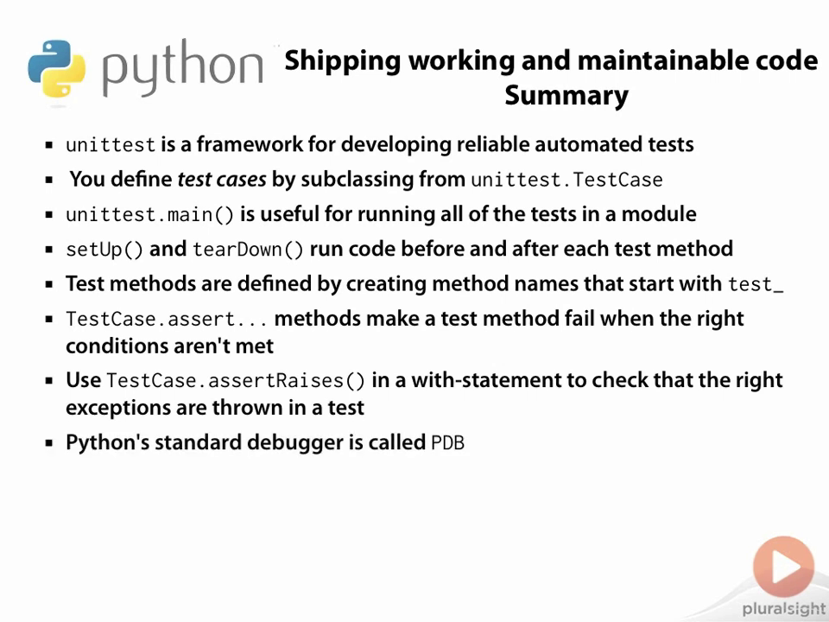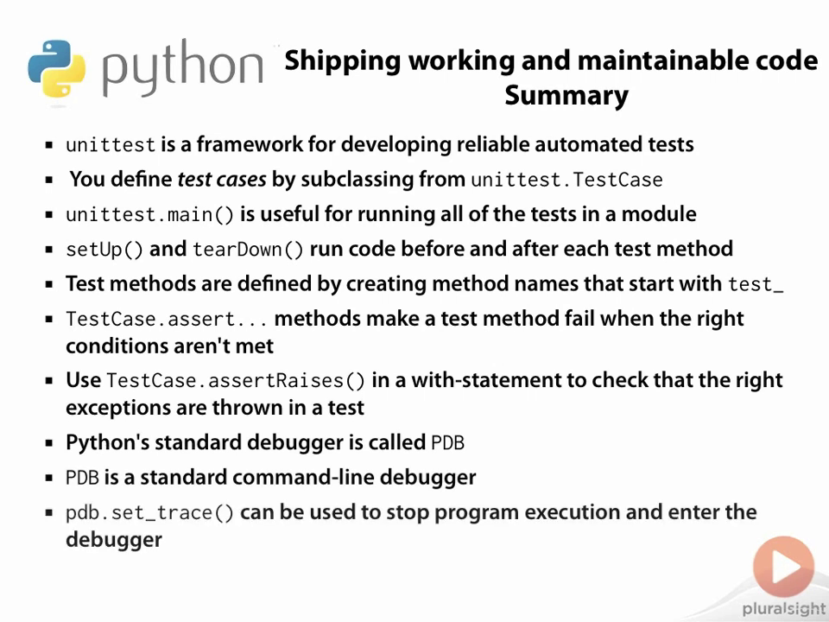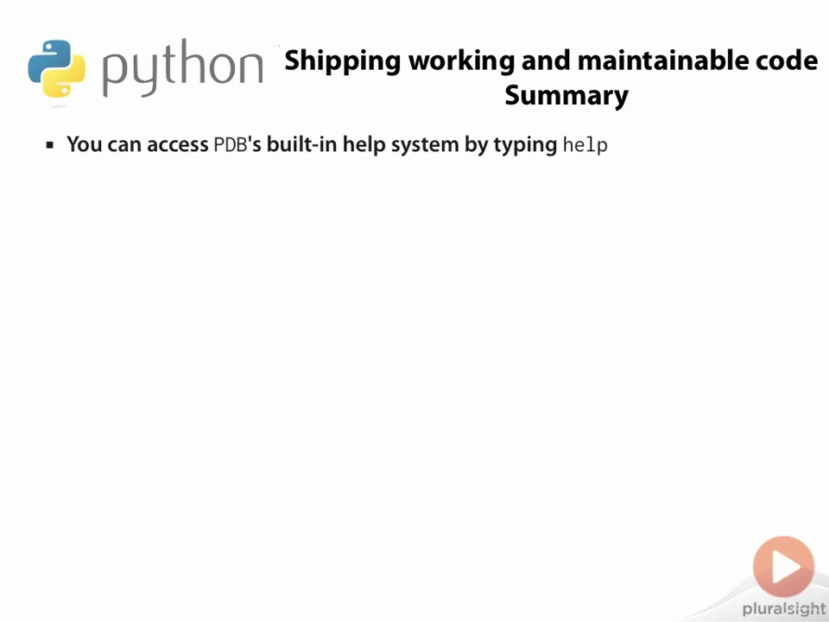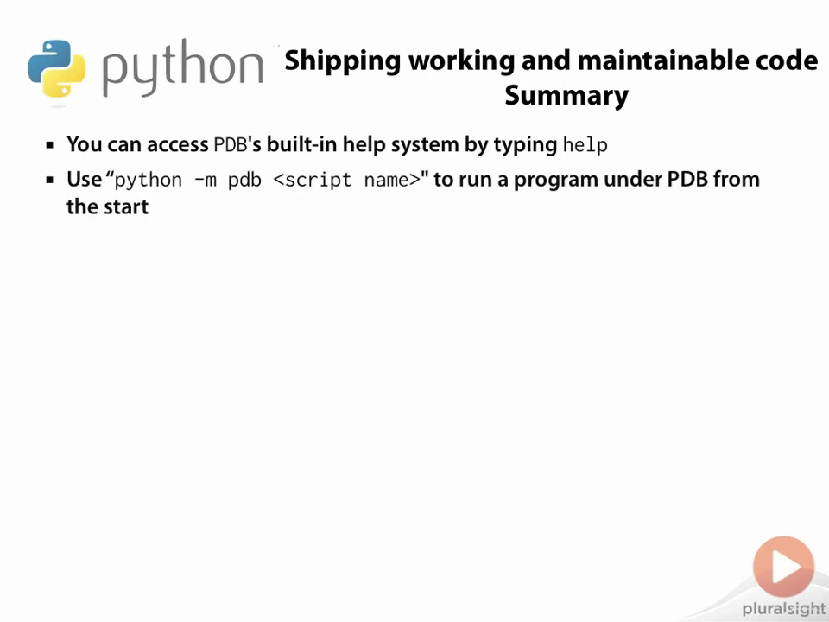Python's standard debugger is called PDB. PDB is a command line debugger. The pdb.set_trace method can be used to stop program execution and enter the debugger. Your REPL's prompt will change to PDB in parentheses when you're in the debugger. You can access PDB's built-in help system by typing help. You can use python -m pdb followed by a script name to run a program under PDB from the start.